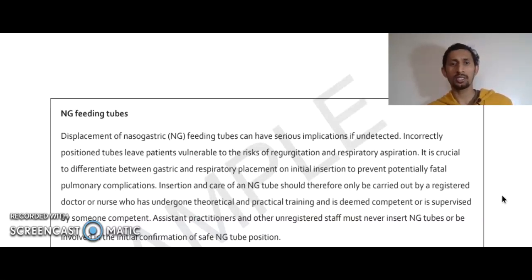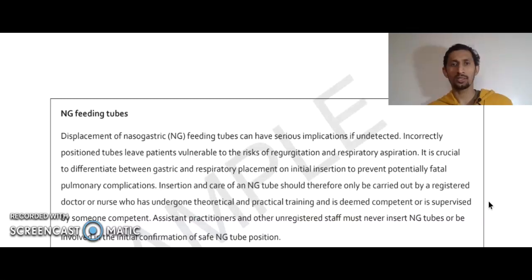Alright, so insertion and care of an NG tube should therefore only be carried out by a registered doctor or nurse who has undergone theoretical and practical training and is deemed competent, or is supervised by someone competent. Assistant practitioners and other unregistered staff must never insert NG tubes or be involved in the initial confirmation of a safe NG tube position. So the last two sentences are talking about who can insert an NG tube, and who can assess an NG tube.